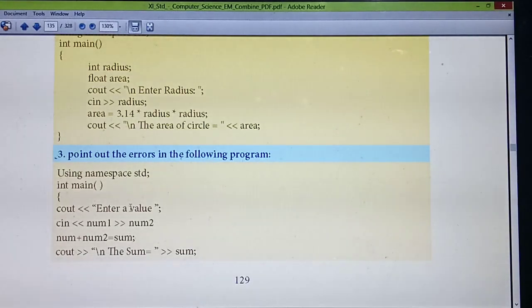That's the third error. Then the fourth error, cin, what's the symbol for cin? 2 greater than symbols, but what have they given? One symbol only, and this symbol is wrong. So this is the fourth error. Okay. And next, here they are giving num1 and num2, but here they wrote num. Whether one is there? No. This also. So 5 errors you have found out. Likewise, they give some programs and ask you to find the errors.